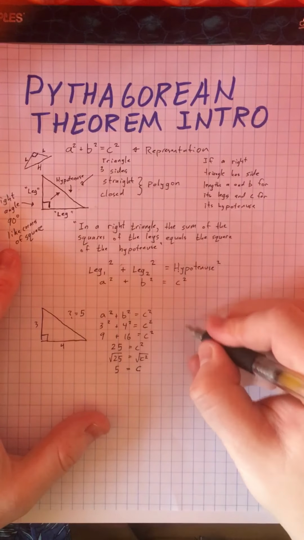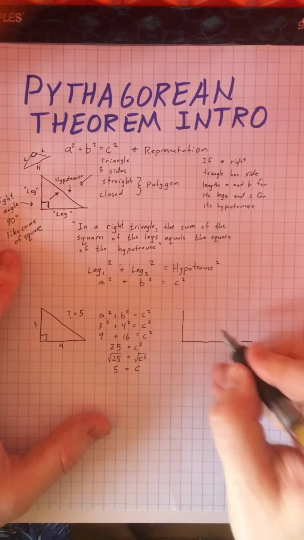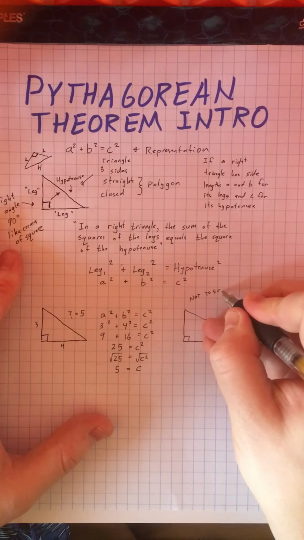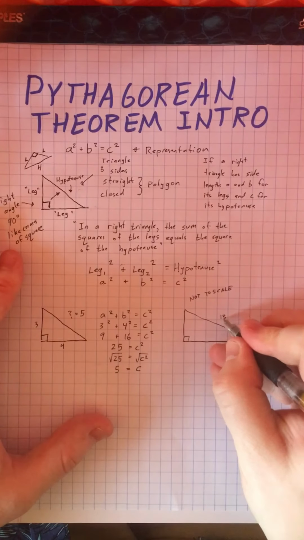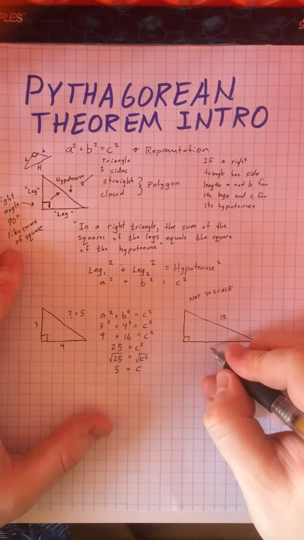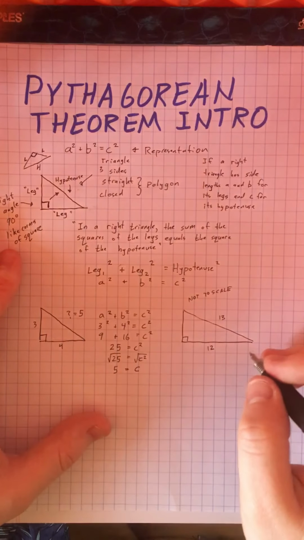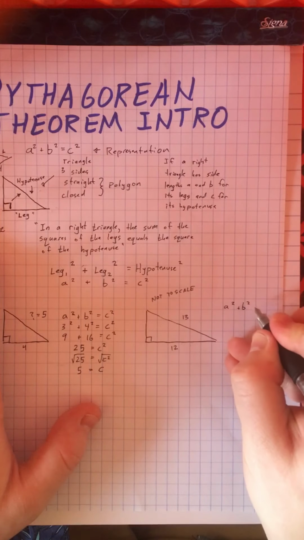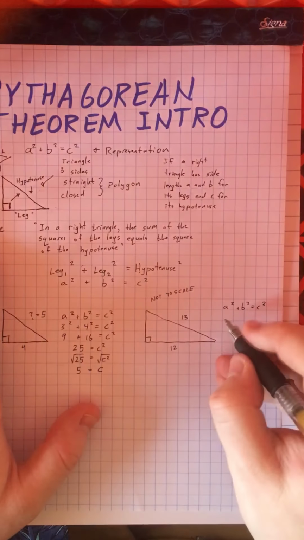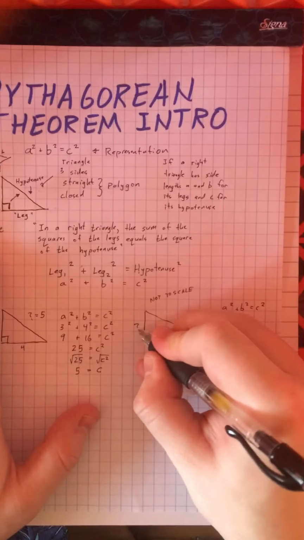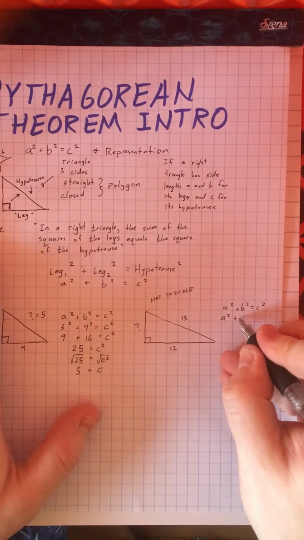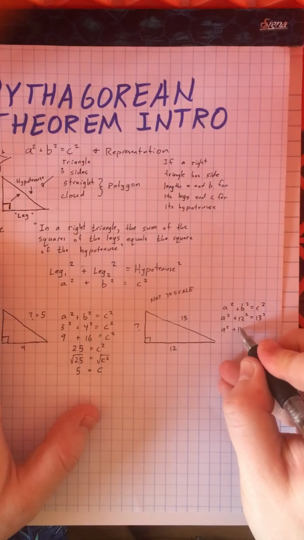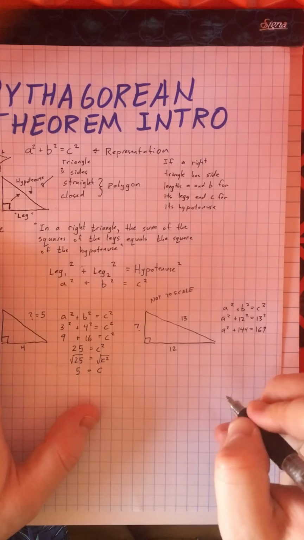However, we can also solve other situations. What if we have a right triangle? This one is not to scale. And I tell you the hypotenuse is 13. And I tell you that one of the sides is 12. Well, it's still a right triangle. A squared plus b squared still equals c squared. That means that this unknown a squared plus 12 squared still has to equal 13 squared. A squared plus 144 has to equal 169.